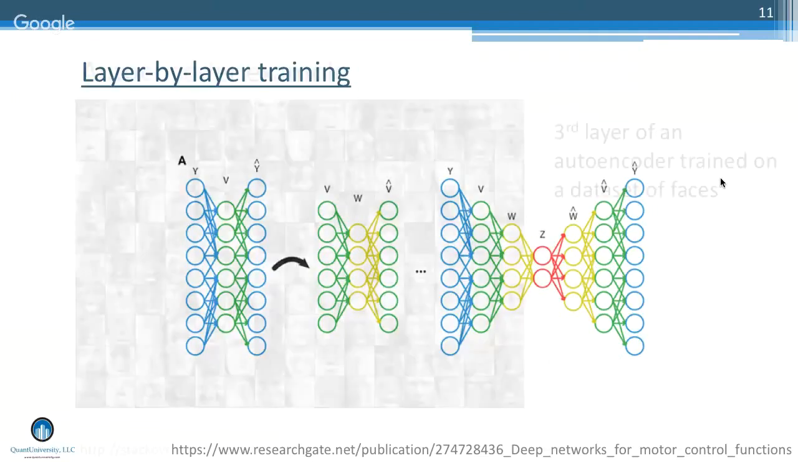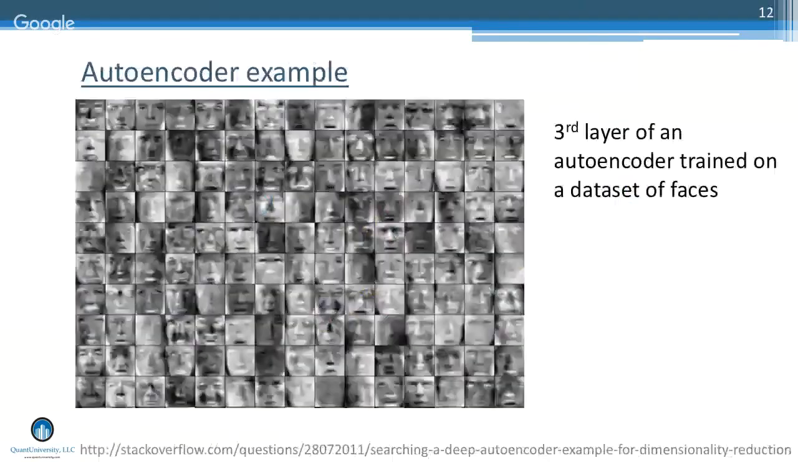So let's say this is just an example on dimensionality reduction. This is the third layer for an autoencoder trained on a data set of faces. As you can see, this layer has captured some of the major attributes of a face: the eyes, the position of the nose, the edges of the lips, and things like that. So if you're trying to do recognition and trying to uncover those images, it has been able to uncover many of these hidden representations.